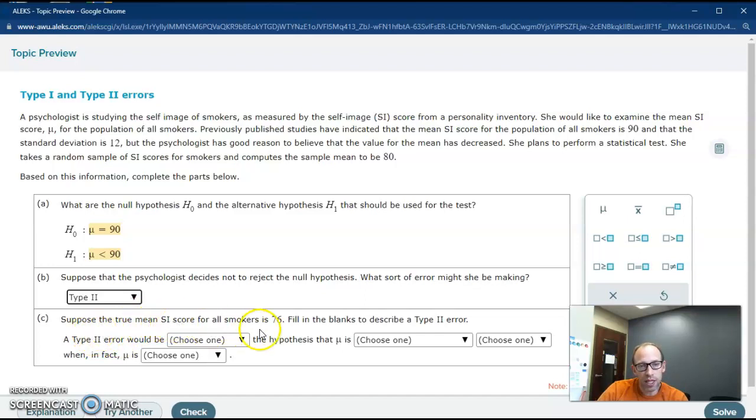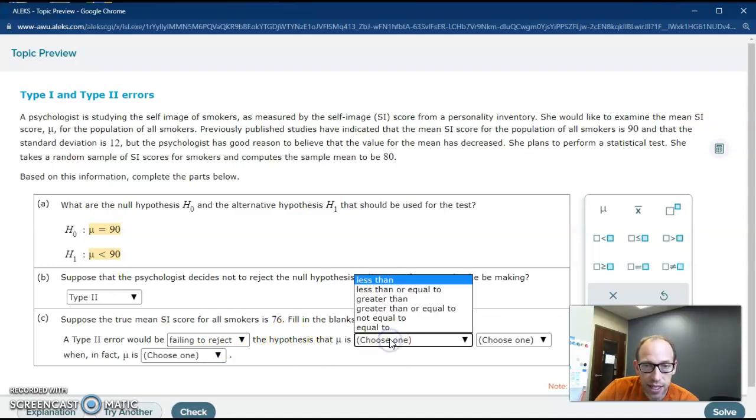Suppose the true mean is 76. Fill in the blanks to describe it. So here it turns out that the hypothesis was true. Her alternative was true, that the null hypothesis is false and that this is the reality. That's what this is telling us. A type 2 error would be failing to reject the hypothesis that the mean, so type 2, you're failing to reject the null even though the null is false.